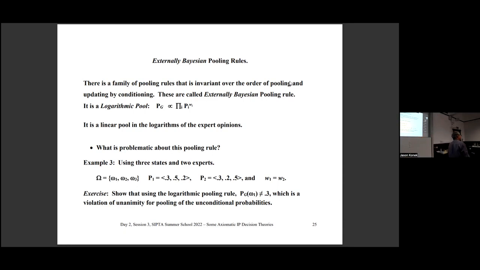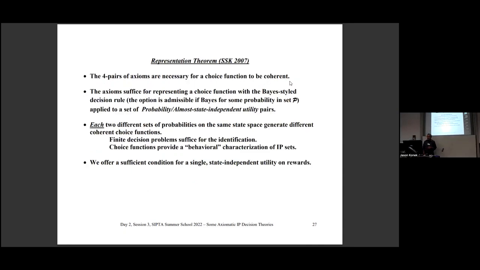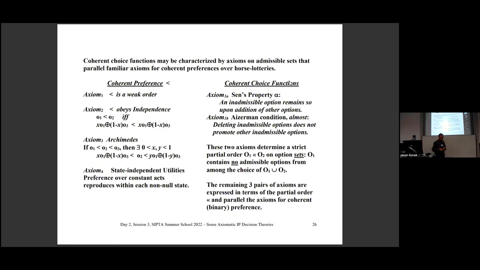Am I out of time? So what I'm doing here is trying to, so these are the details of the choice function axioms, but you're welcome to explore that if you're interested.